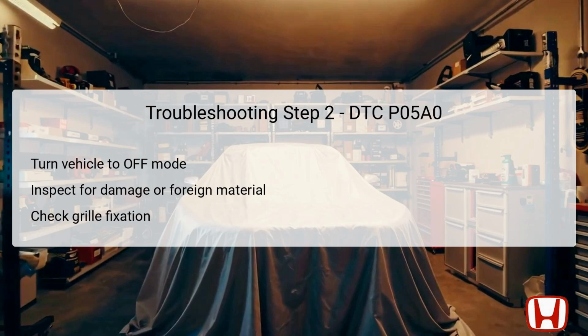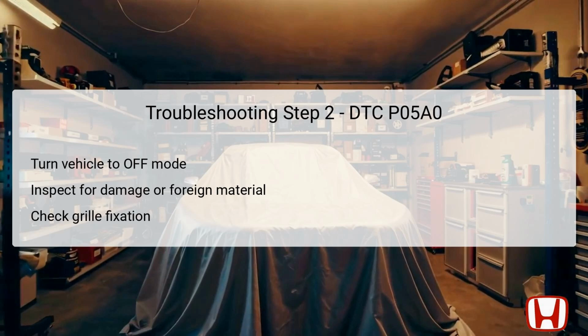Examine the shutter grille for any signs of damage, improper fixation, or foreign materials obstructing its operation. If the grille appears damaged, it may not function as intended, leading to the P05A0 code. Evaluate whether the grille is securely in place, as an unstable position can affect its performance. If everything looks fine, you can proceed to the next troubleshooting step.